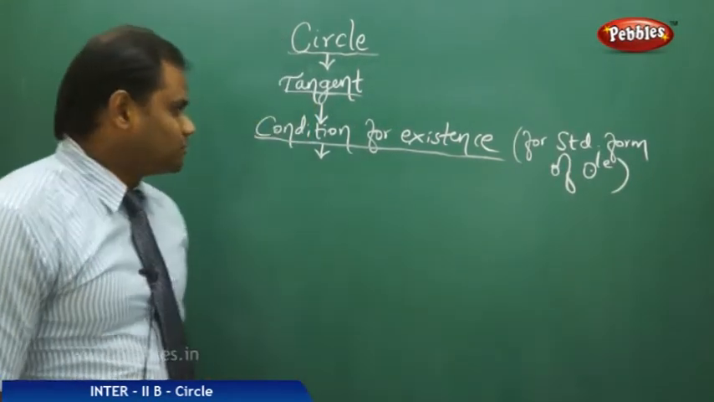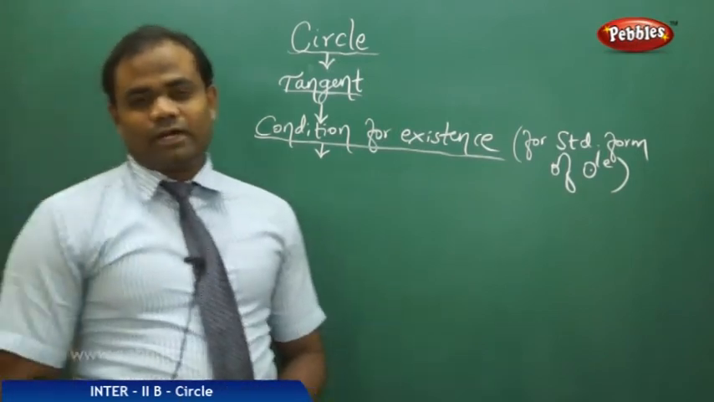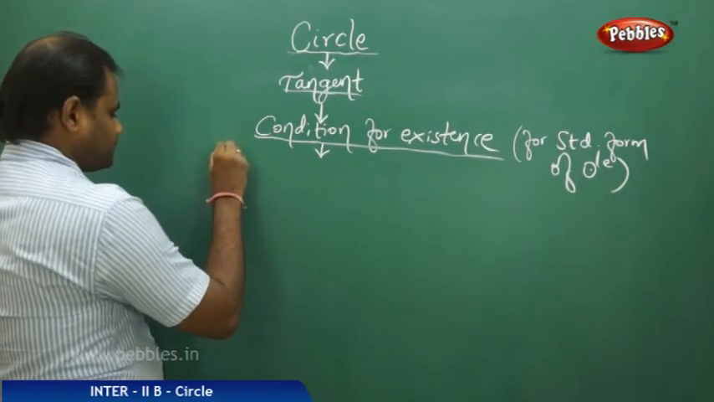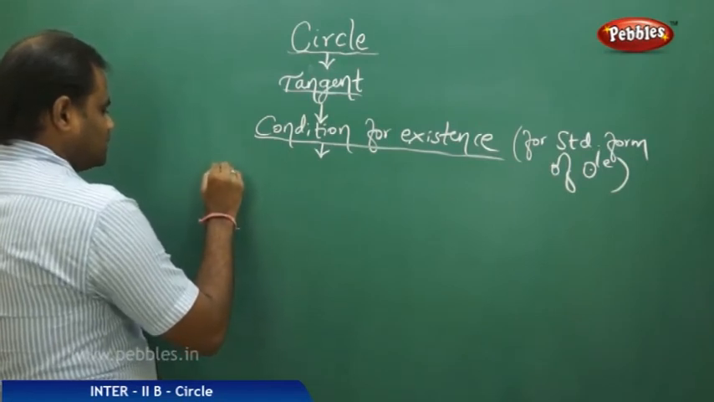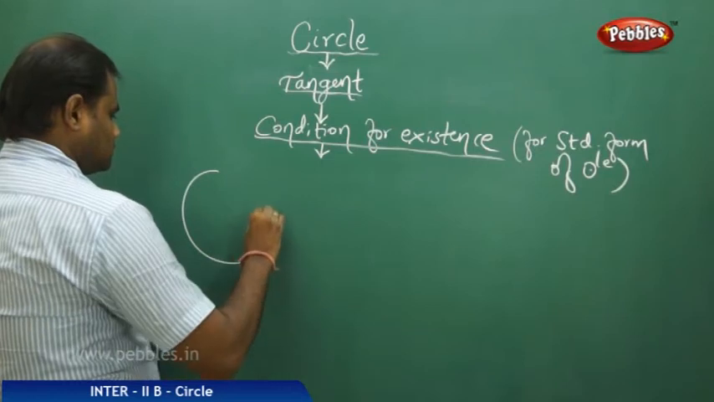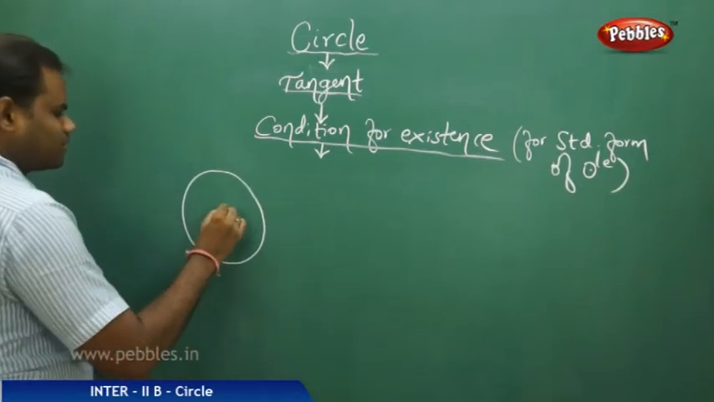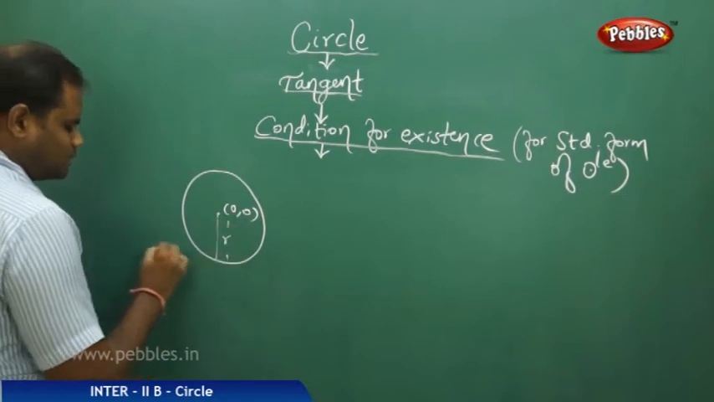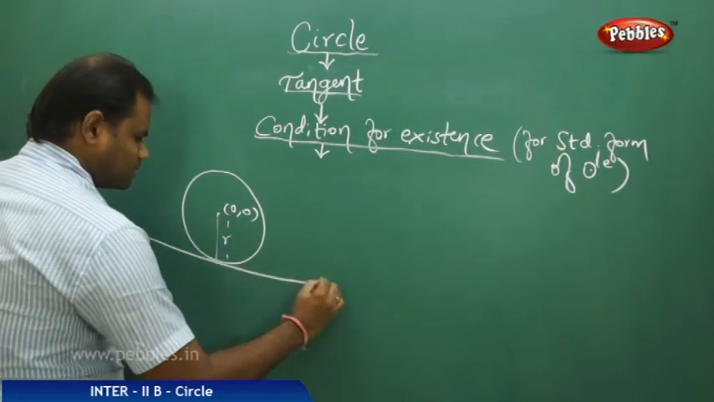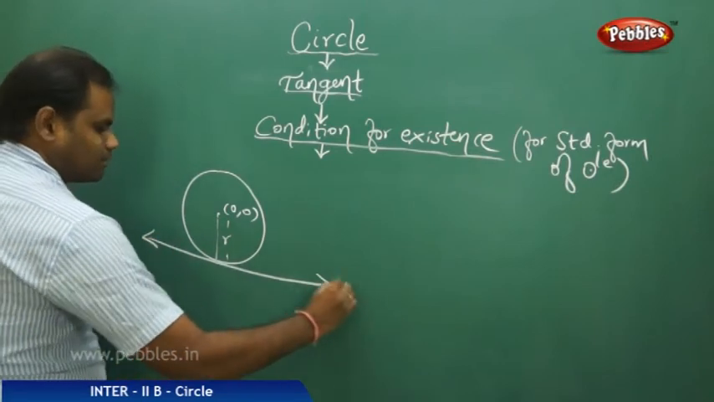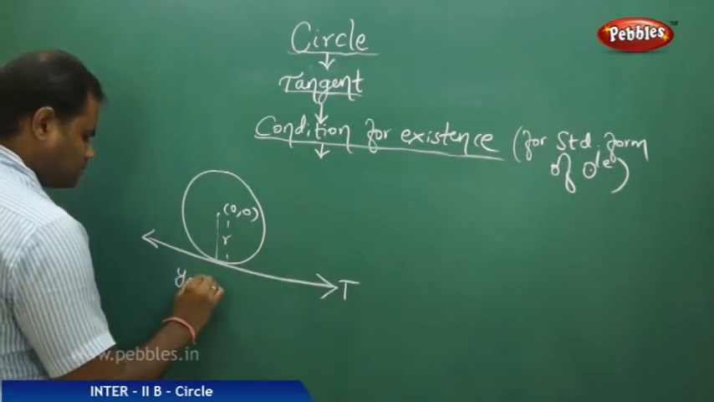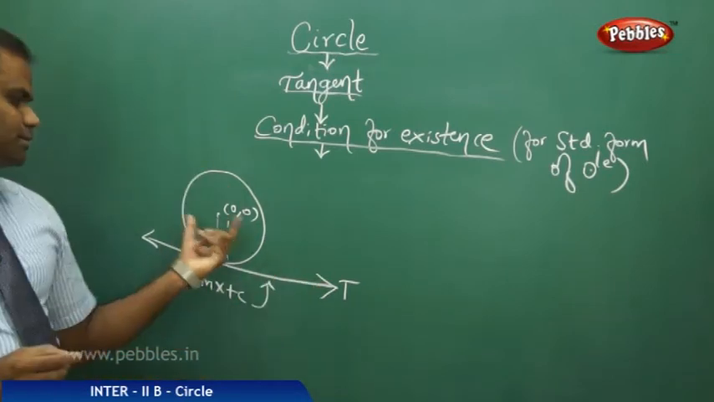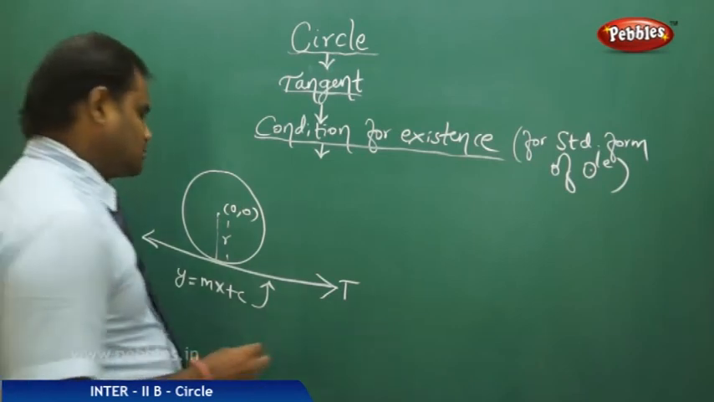Now let's see the condition for existence of a tangent for a standard form of a circle. That is, if I have a circle with center origin and radius r, then what is the condition for the line y is equal to mx plus c to be a tangent to the circle is what we discuss.